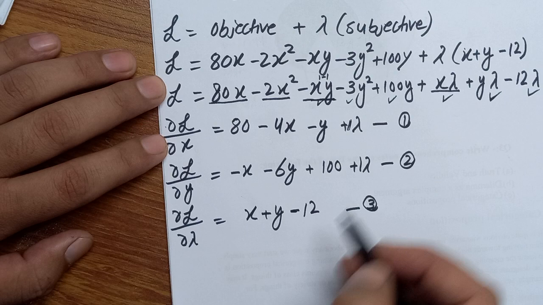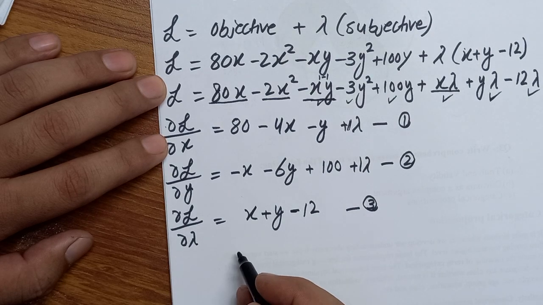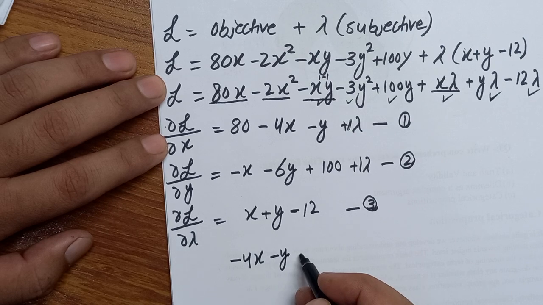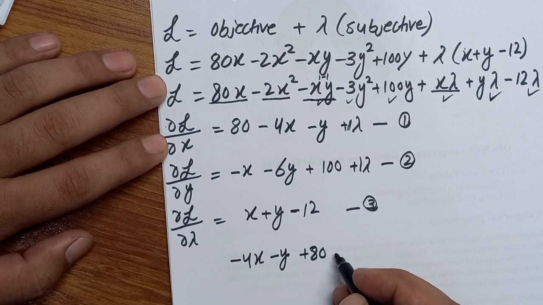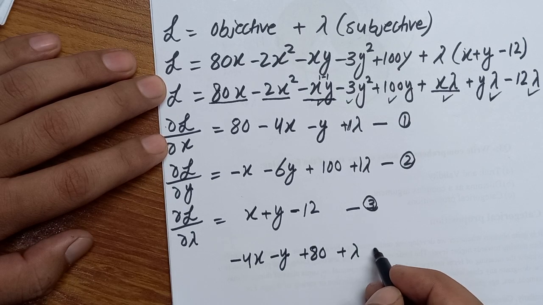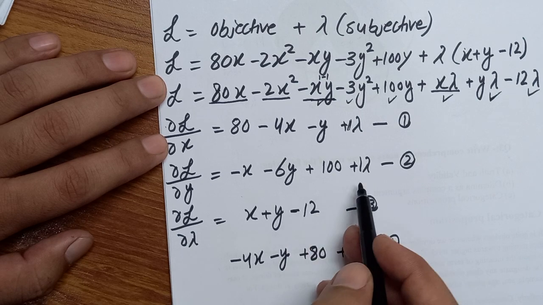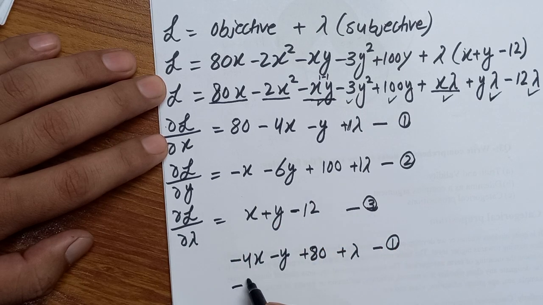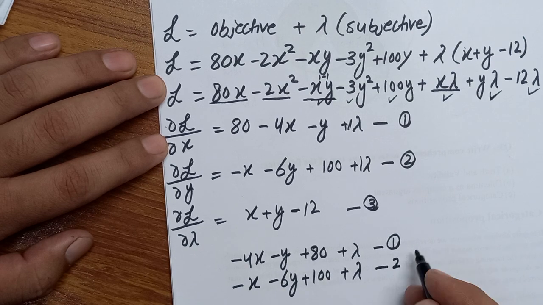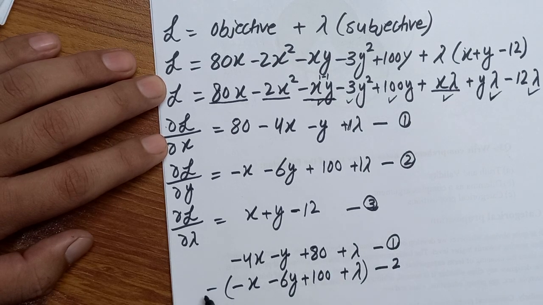Let's write this equation here. I want to write it in arranged form. Minus 4x minus y, then we have the constant plus 80 and plus lambda. This is equation 1, and I will write equation 2 in arranged form: minus x minus 6y plus 100 and plus lambda. This is equation 2.